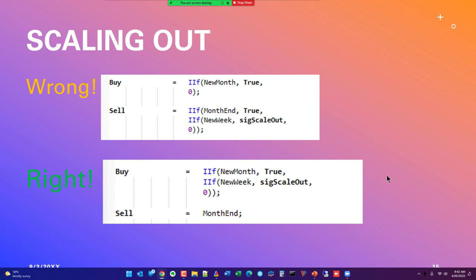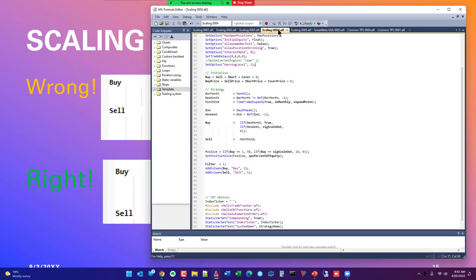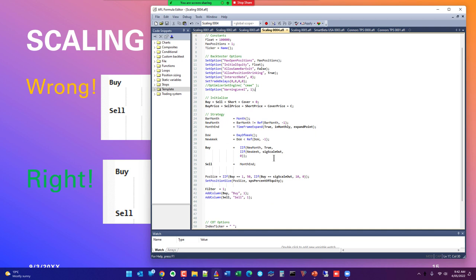Okay, so let's have a look at how scaling out works. So here is my scale out. I've got it on the buy side, not on the sell side. And this time our position size, what we're going to do is buy at 50%. And then each time we hit the scale out signal, we're going to sell down 10% of our equity. So if we've got a 50% position size, the first scale out will bring us down to 40%. The next scale out will bring us down to 30%. It won't be exactly that because the equity will move, but you get the idea.